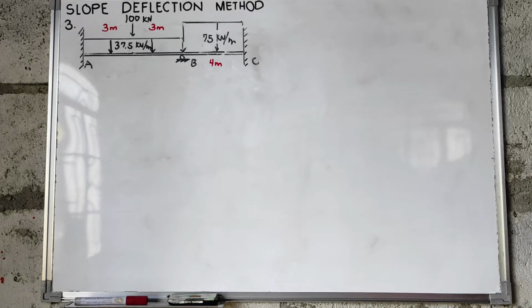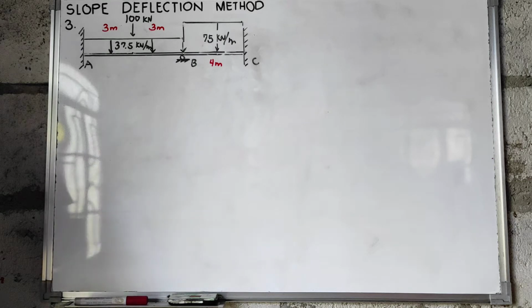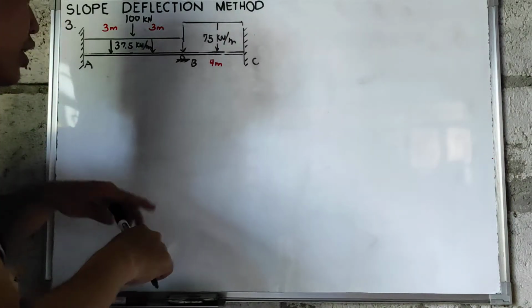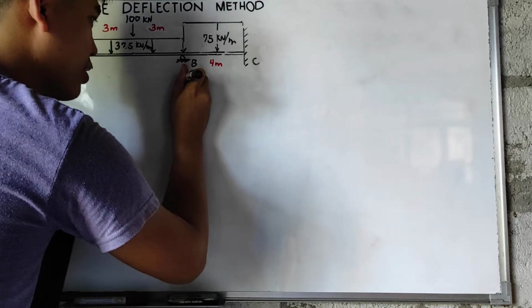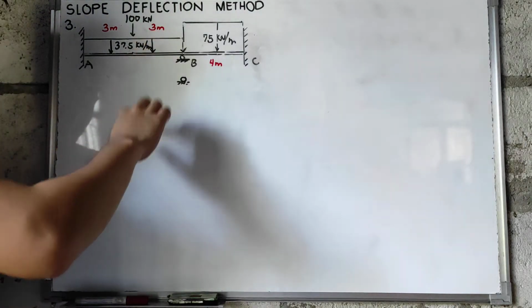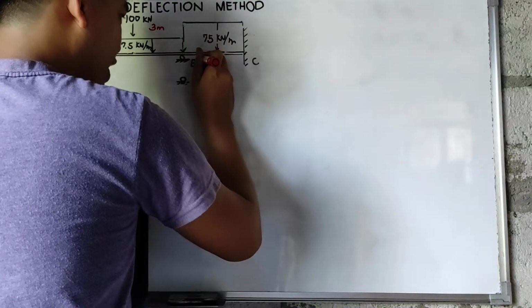For this problem, determine the end moments at the supports using the slope deflection method for the loading shown and a settlement of 8 mm at support B. Sinabi dito sa problem na meron daw tayong 8 mm na settlement sa support B. Instead na nandito yung support natin, meron tayong settlement dito na equal to 8 mm. Exaggerate lang natin yung details para makita natin yung settlement natin.